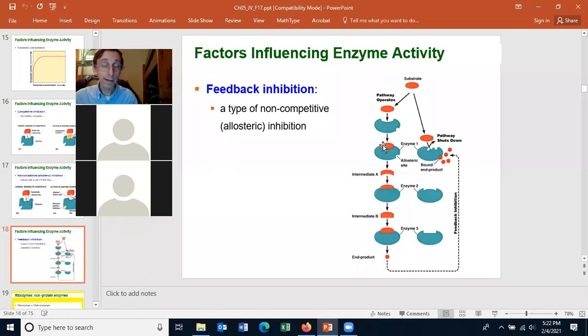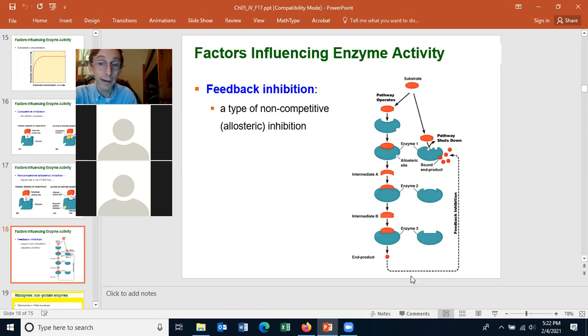Okay, thank you. All right, it's frequently seen in cells because once we make enough end product, we don't want to make more of the end product. And the end product itself will shut down usually the first enzyme.